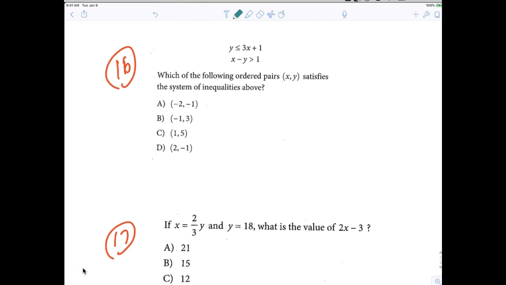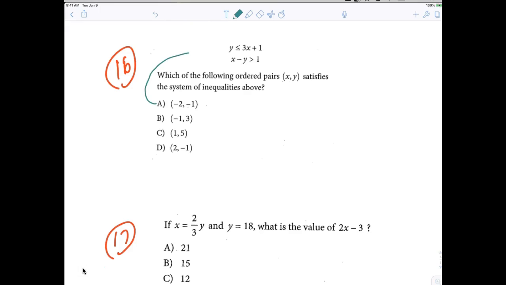Now, for 16, this is something else I hadn't really showed you. But these are the types of things when you take your test that you're supposed to kind of say, well, I'm not sure, but they give me a bunch of points. So what can I do with those points? Eliminate, or plug them in. That's what we're doing. We're plugging them in. So let me show you what I mean.